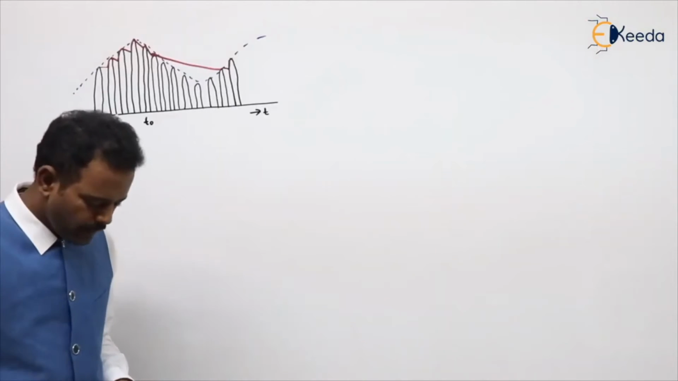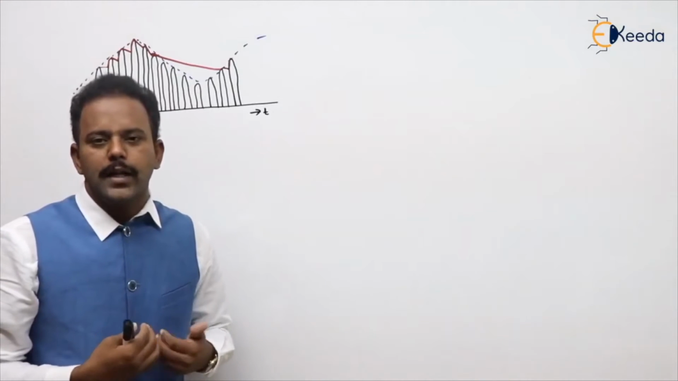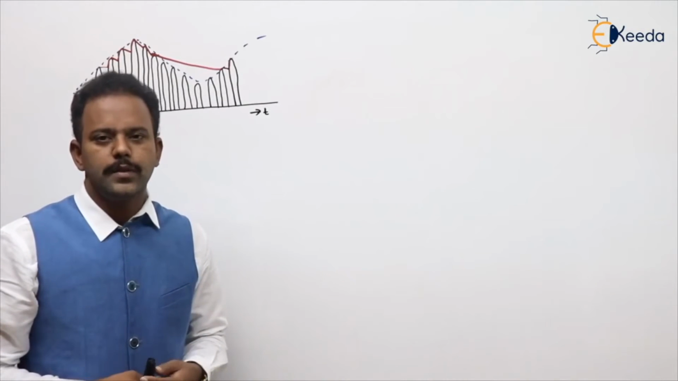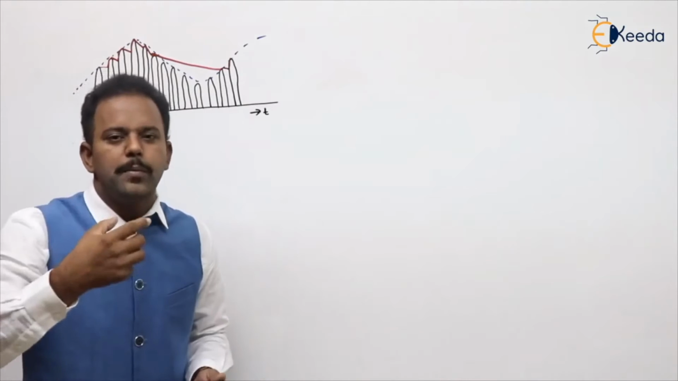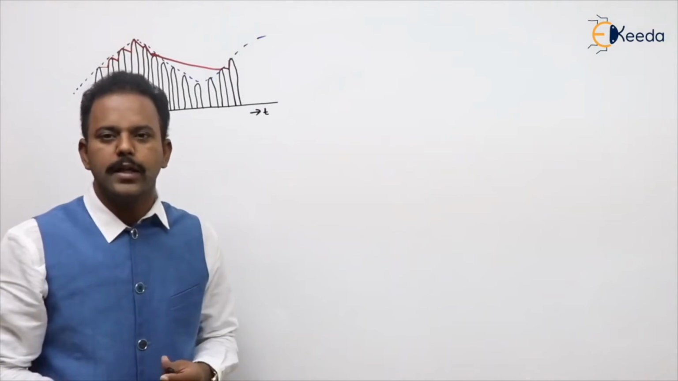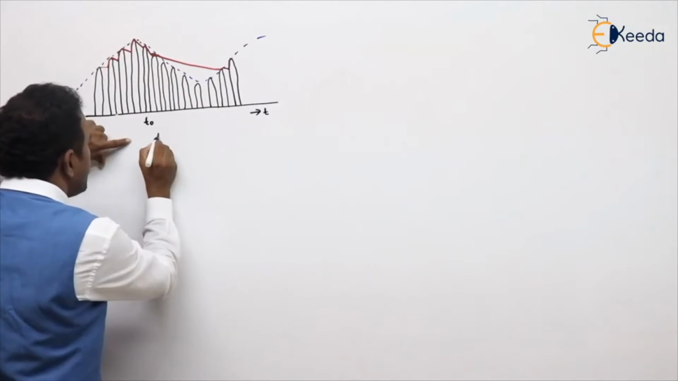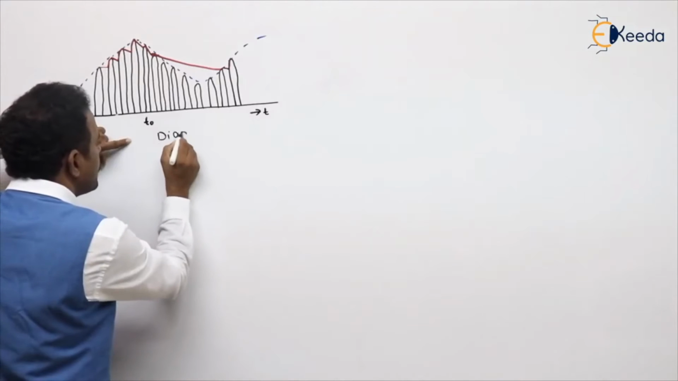Now see, what is the diagonal clipping I told? If you take the time constant very large, it is unable to come to the minimum peaks. So some of the peaks are clipping off. That is called diagonal clipping. If you see in this diagram, you can clearly see the diagonal clipping.